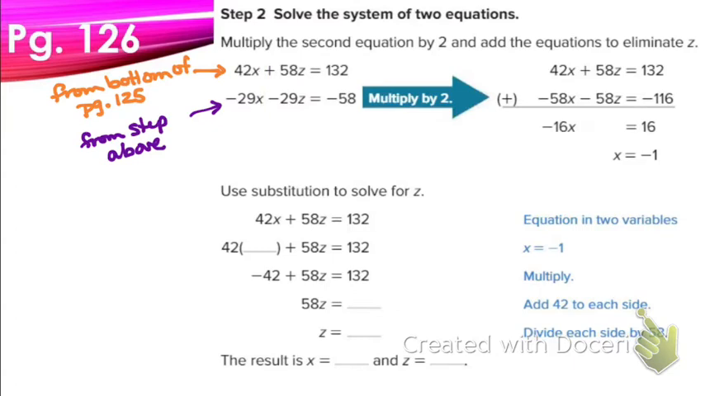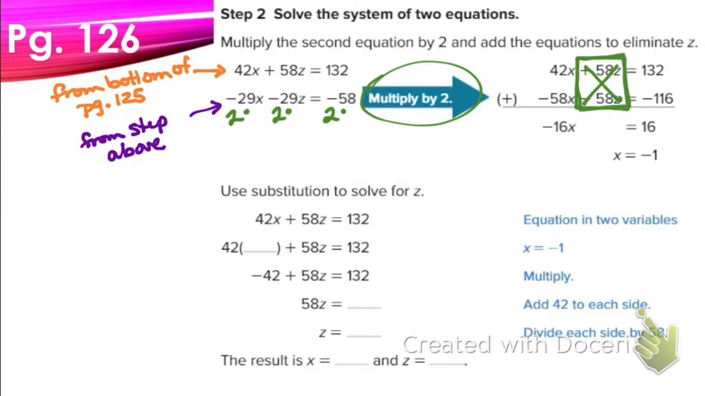The directions here say to multiply by 2. Why do you think they're telling us to multiply by 2? What happens if I multiply this equation by 2? What is negative 29 times 2? Negative 58. Why is that helpful? What happens? Cancels out with my z now. If I multiply everybody by 2, my z's will cancel.